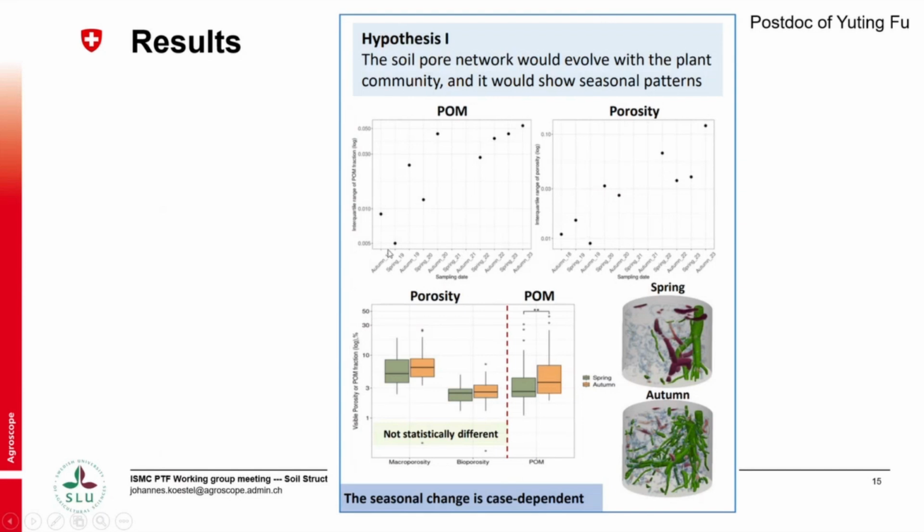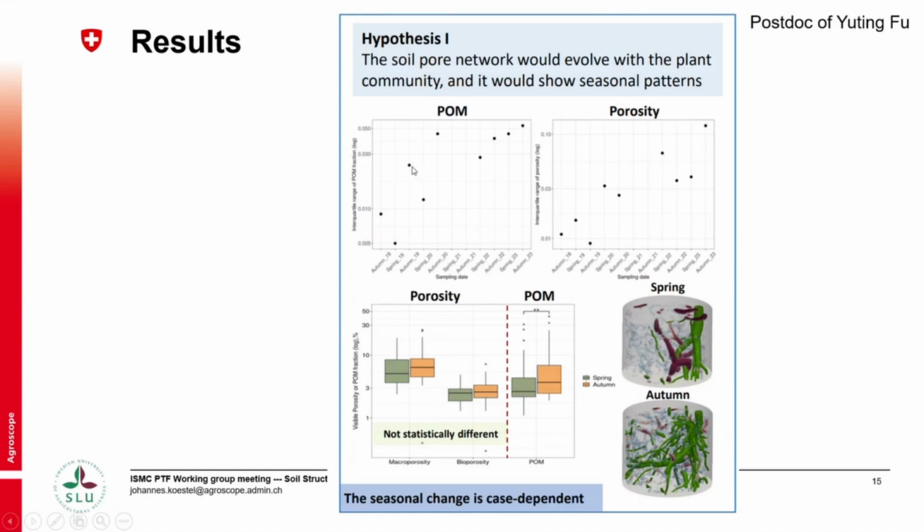And you can also see that there is some kind of seasonal trend. For example, from autumn, where you have more variability in the particulate organic matter content, to spring, there is a decay, not probably, there is a decay of the particulate organic matter. So it is eaten up over the winter. And then it's created anew during the next growing season.